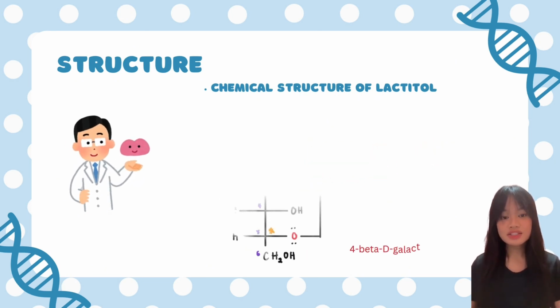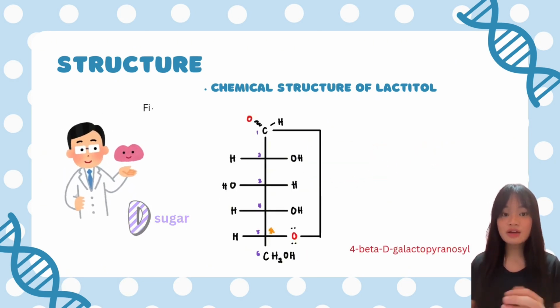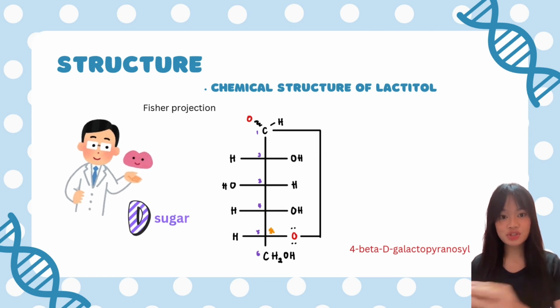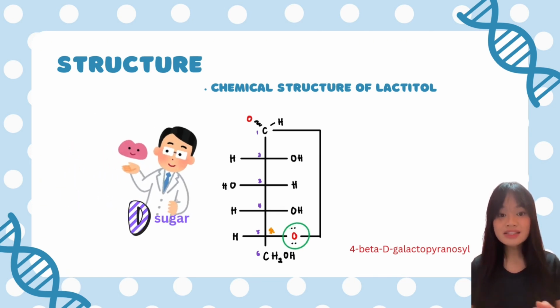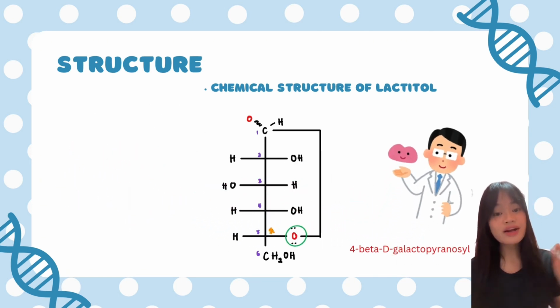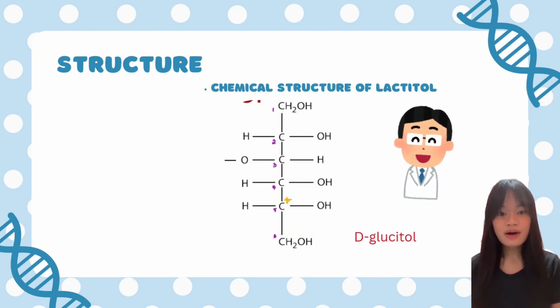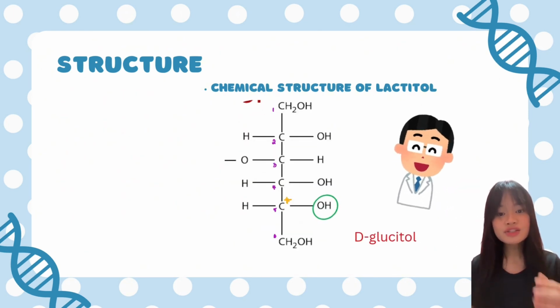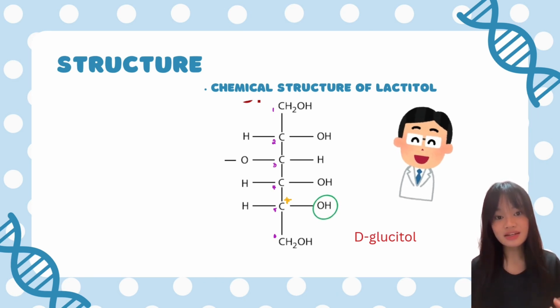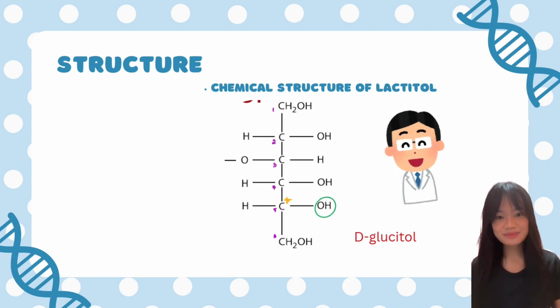Whereas this structure is a D sugar because if we take a look at the Fischer projection of this structure, the OH group at the highest numbered stereogenic center is on the right side, making it a D sugar. Same goes with the D-glucitol of this lactitol structure. The OH group at the highest numbered stereogenic center is also on the right side.